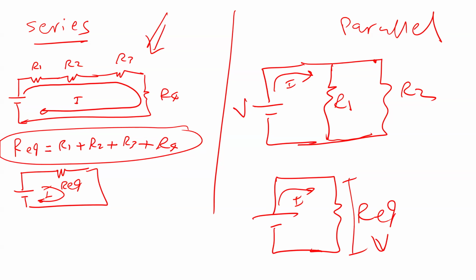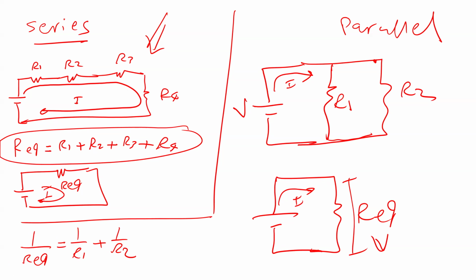But how do you calculate this equivalent resistance? The formula is: in case of parallel, 1 over the equivalent resistance equals 1 over R1 plus 1 over R2.